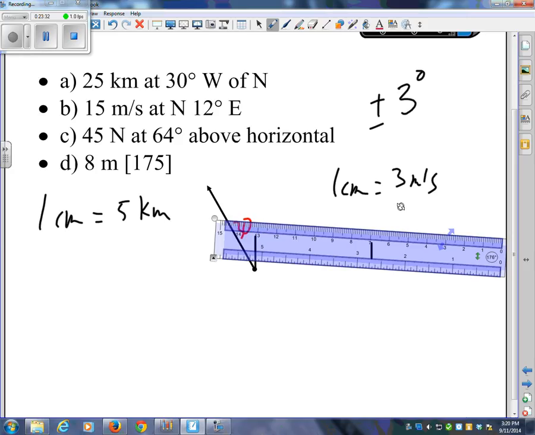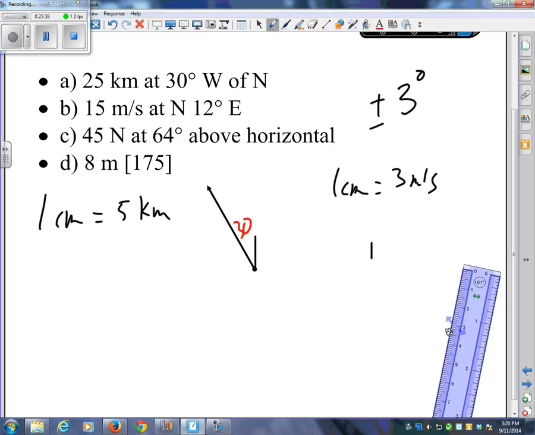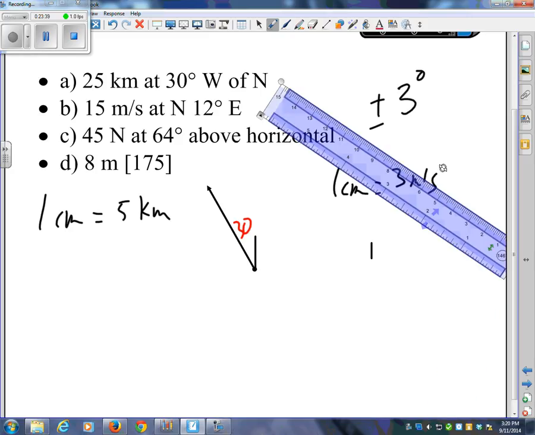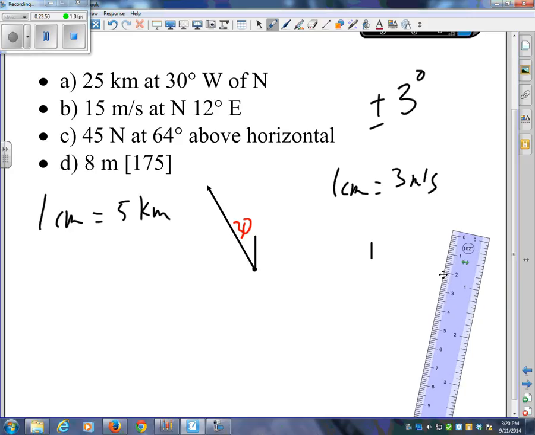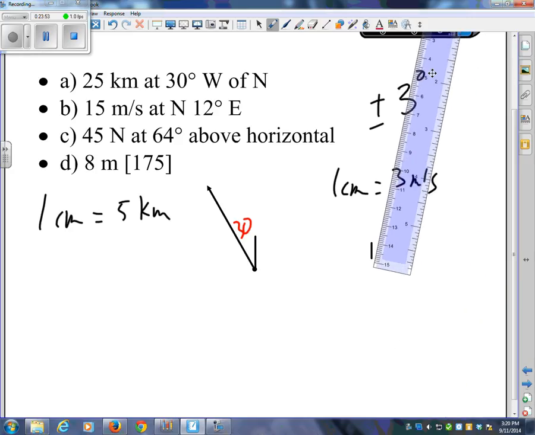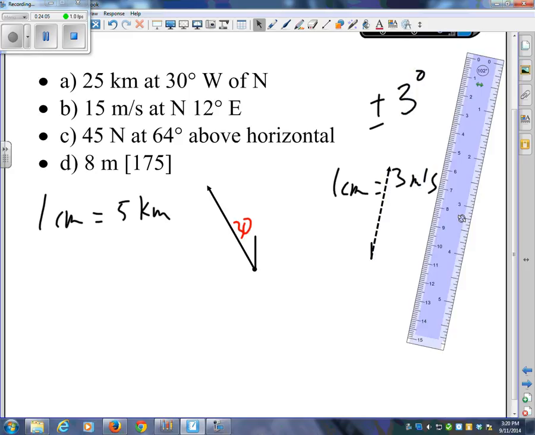North, 12 east. So I'm going to go like that. And I'm going to go 12. No, I'm going to go 5. All right, so it's very close there. I'll go with a dash line. You know, like a 10 goes there, something like that, right? Everybody have something like that? Pretty close, right? 45 newtons at 64 degrees above the horizontal.